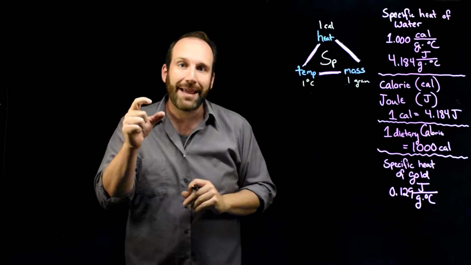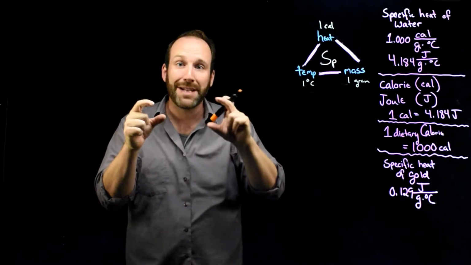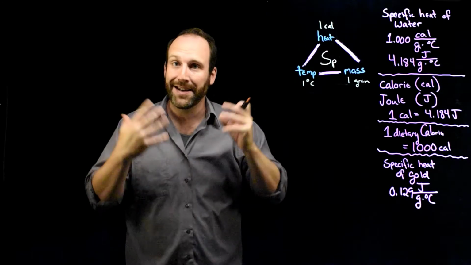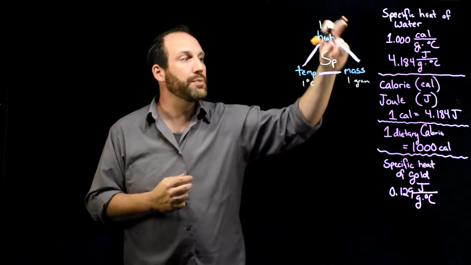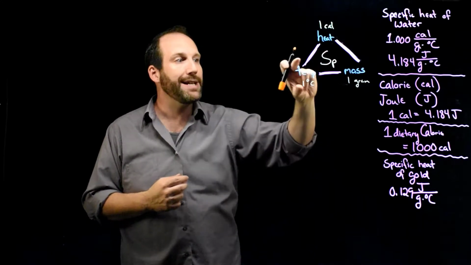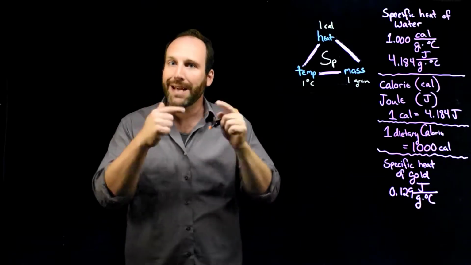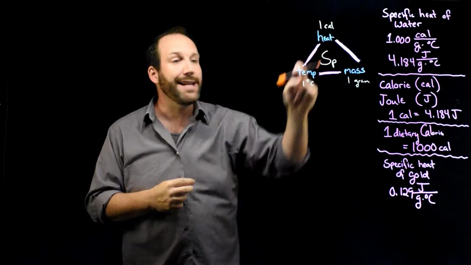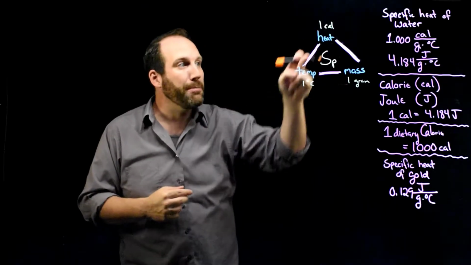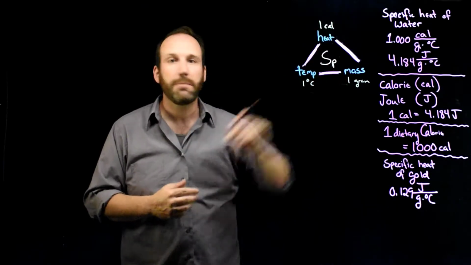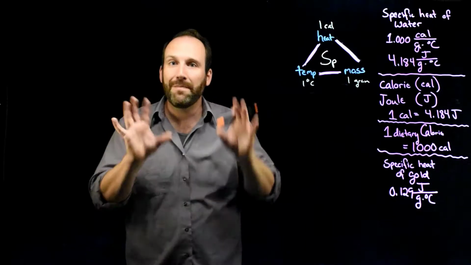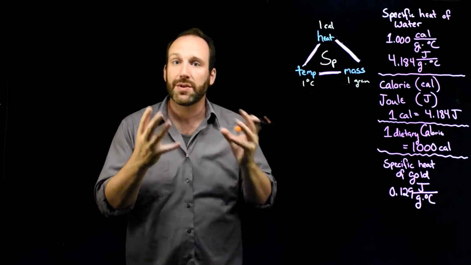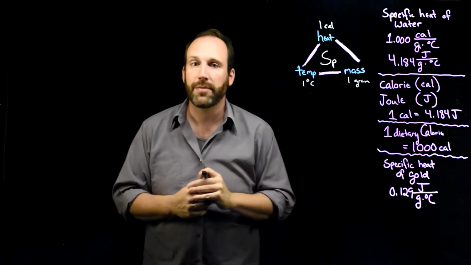What if I wanted to take that 1 gram of water and raise it by 10 degrees Celsius? Well, it would take 10 calories. 10 calories would raise 1 gram of water by 10 degrees Celsius. So again, there's that kind of multiplicative relationship between heat and temperature. So there's a multiplicative relationship here, there's a multiplicative relationship here. And so thinking about these two ideas gets us to this specific heat equation.